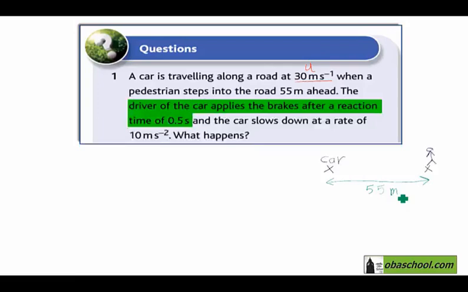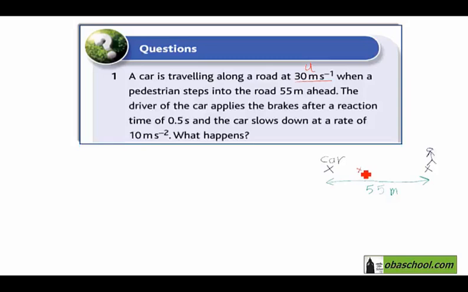The driver of the car applies the brakes after a reaction time of 0.5 seconds. So he applies the brakes after 0.5 seconds from seeing the person. Let's say the red point here is the time when he applied the brakes, and the car slows down at a rate of 10 meters per second square. So a is 10 meters per second square.